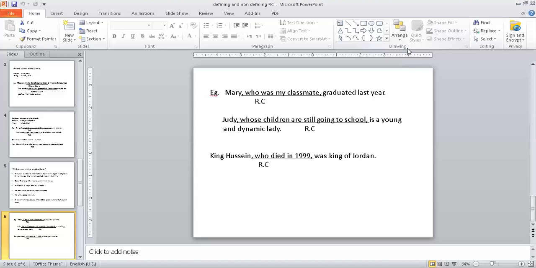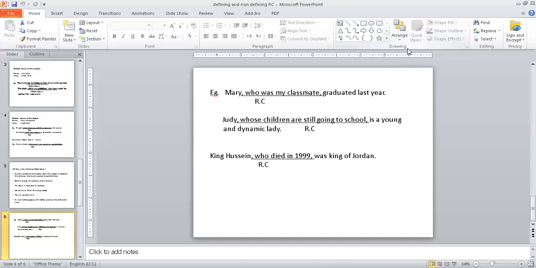Whose children, whose is a possessive relative pronoun. Whose children كأنها her children. Okay, ففيها ملكية. So that's why we use whose, W-H-O-S-E. Whose children are still going to school is extra information about Judy. فهذا relative clause راح أحطه between commas. Again, the first comma is at the beginning of the clause قبل whose, and the second comma is at the end of the clause.